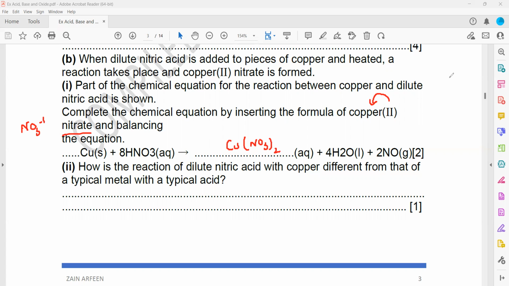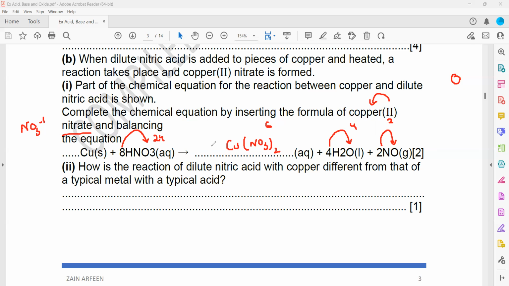A simple way to balance, as I mentioned, is to start with oxygen always. When you check oxygen, there are 4 oxygen here and 2 oxygens here. So 4 plus 2 is 6, and 3 multiplied by 2 is also 6. So there are 12 oxygen on the right hand side. How many oxygen on the left hand side? 8 multiplied by 3 is equal to 24. So we want to make 24 oxygen on the right hand side.